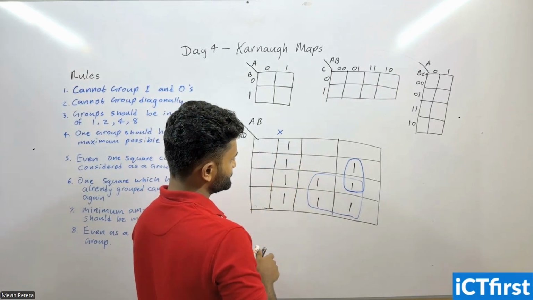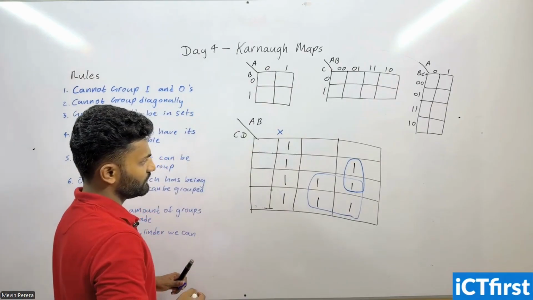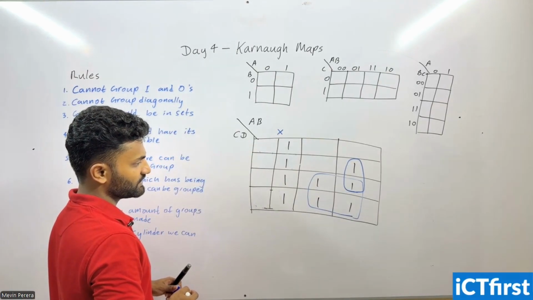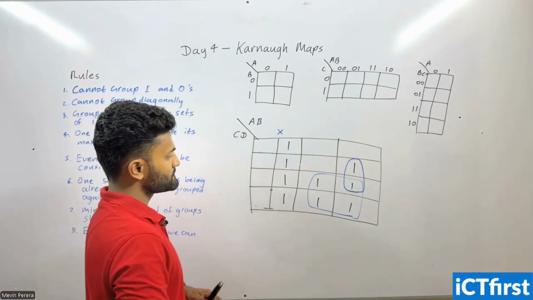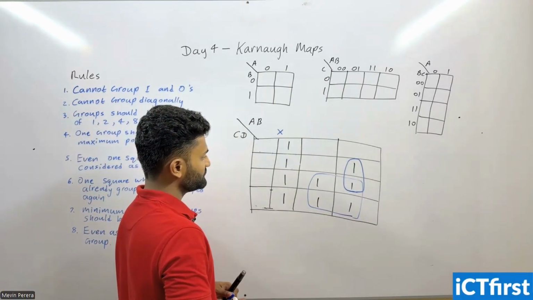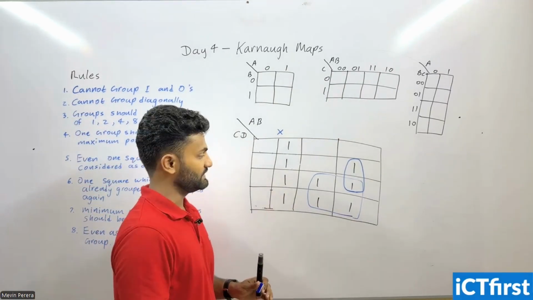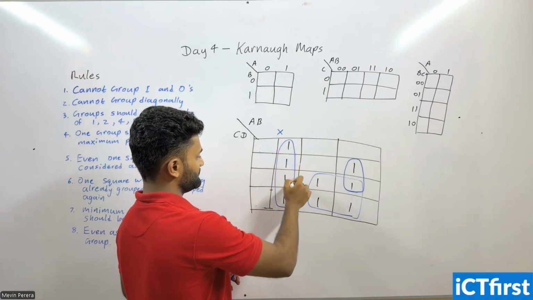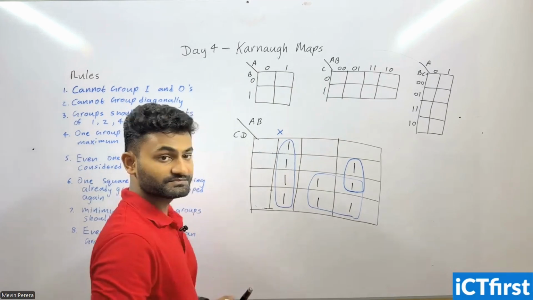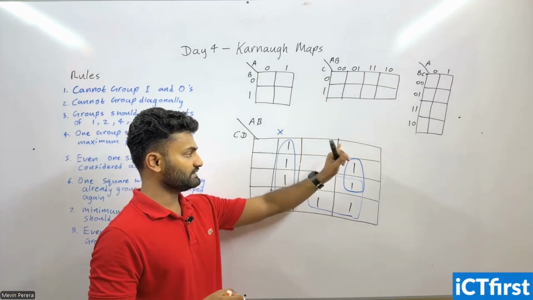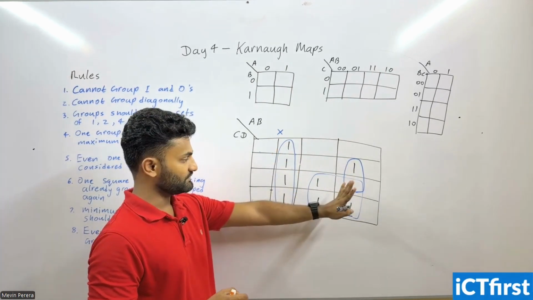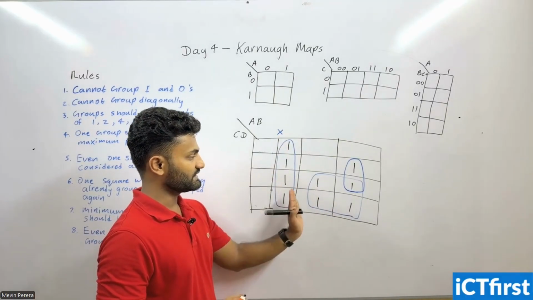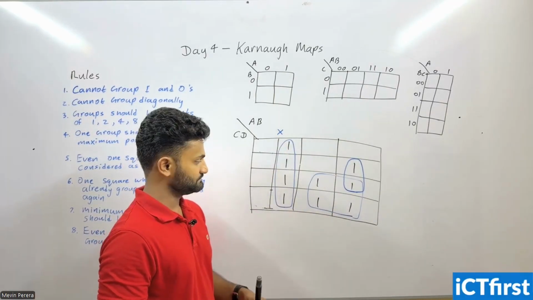Okay, so what you all can do here, when we are grouping it, is look at this particular one. You can group it like this, right? So how many groups are there? 1, 2, and 3. That is enough, right? From 3 groups, we can complete everything.